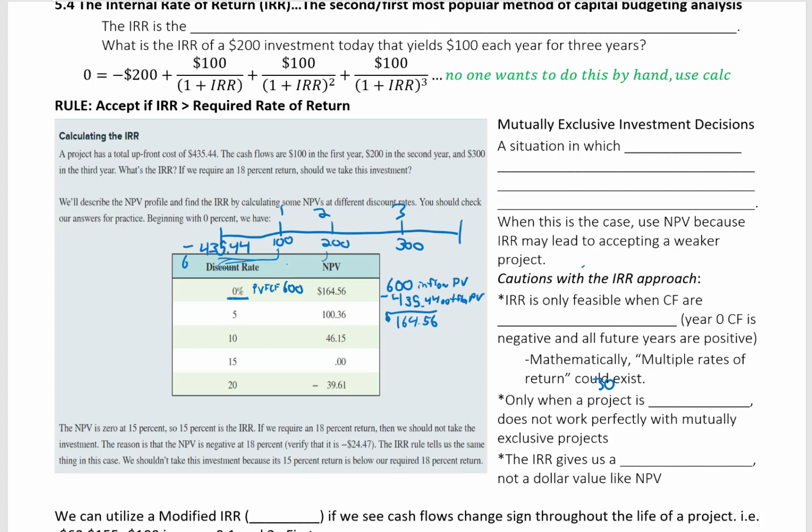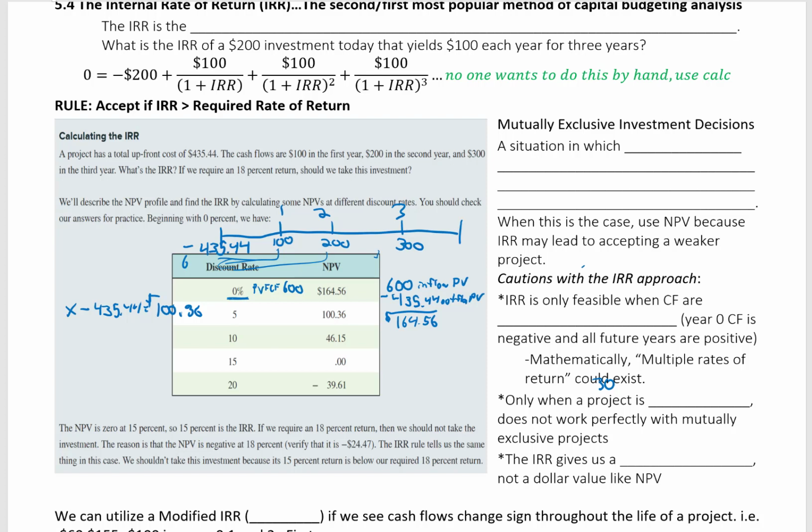Now let's say that our discount rate or required rate of return was 5%. So we have to discount each of these at 5%. The last one would be 300 divided by 1.05 to the third power. We would sum those up. They would be worth approximately $535. And the reason I know that is because that 100 represents X minus the initial investment equals 100.36. Same with the next one.